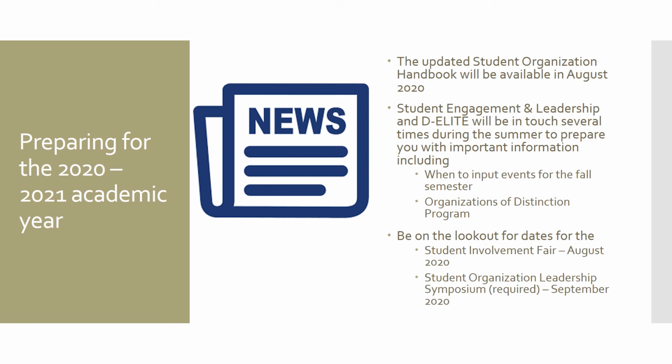Preparing for the upcoming school year, please note that you will have an updated student organization handbook available to you in August 2020, and Student Engagement and Leadership and DE Lead will be reaching out to you over the summer to include you in information regarding events for the fall semester and the Organizations of Distinction program. Important dates to note: the Student Involvement Fair will take place in August 2020, and the Student Organization Leadership Symposium, which is required for attendance, will take place in September 2020.